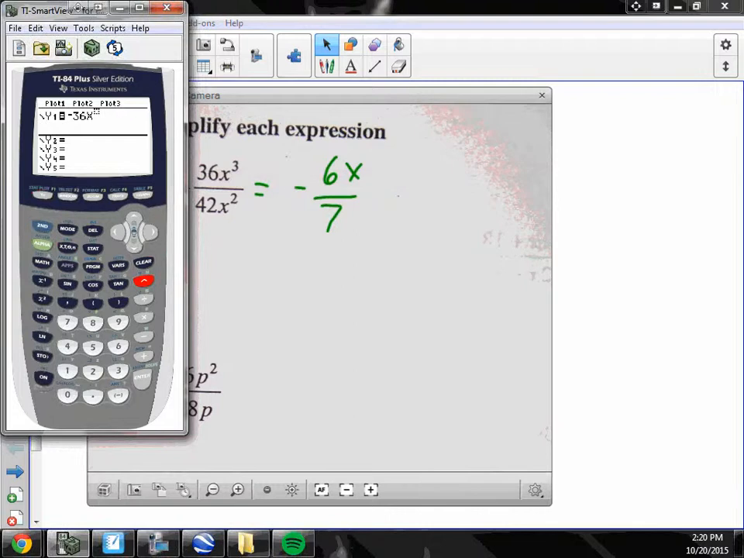And how do you divide by more than one number? How do I divide by 42x squared instead of just 42? I'm going to put parentheses around it. So divided by 42x squared. Okay, compare your graph to mine. What do you notice?